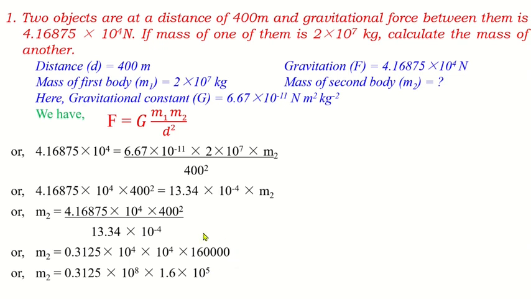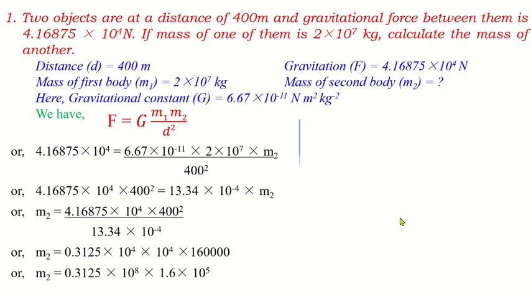Since the point is shifted 5 digits to the left hand side, that's why it must be multiplied with 10 to the power positive 5. If it was shifted to the right hand side 5 digits, then 10 to the power minus 5. Okay, all the numbers are the same. 10 to the power 4 into 10 to the power 4 means 10 to the power 8.